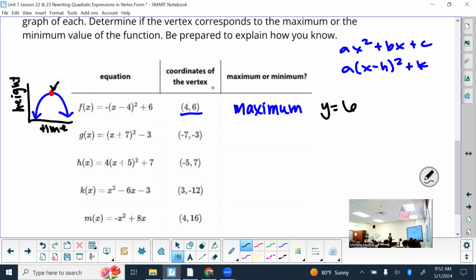So now add that in when I ask you. Table 3, is g of x a minimum or maximum? It is a minimum. What is the giveaway? Because the A is positive. Good. So when it's positive, it opens up like a smile, making that vertex my lowest point. And then also class, what is my minimum exactly?